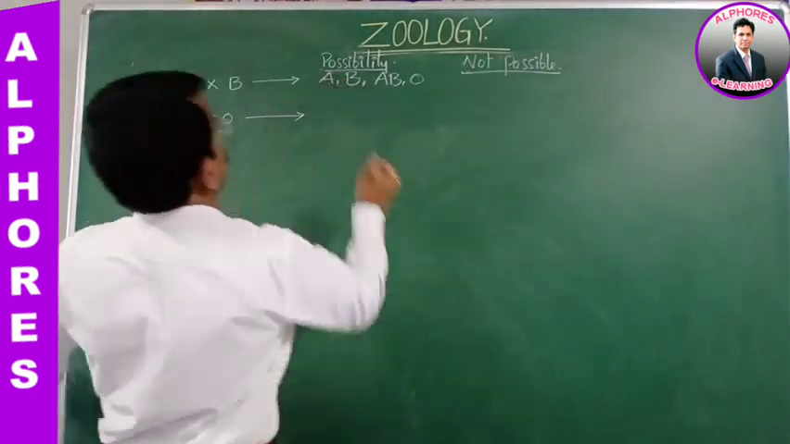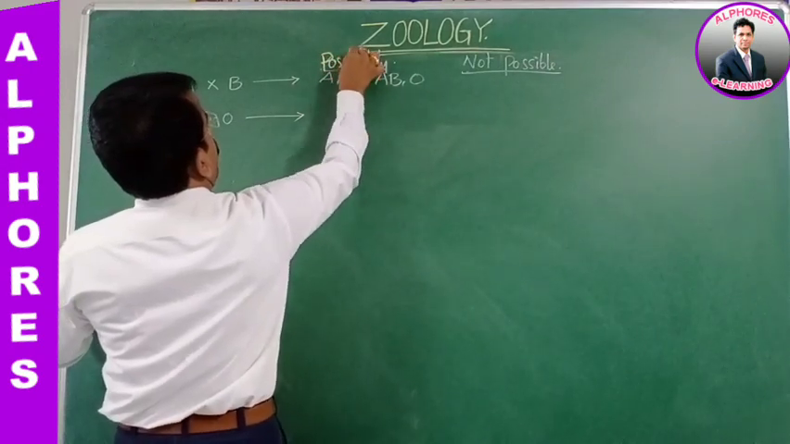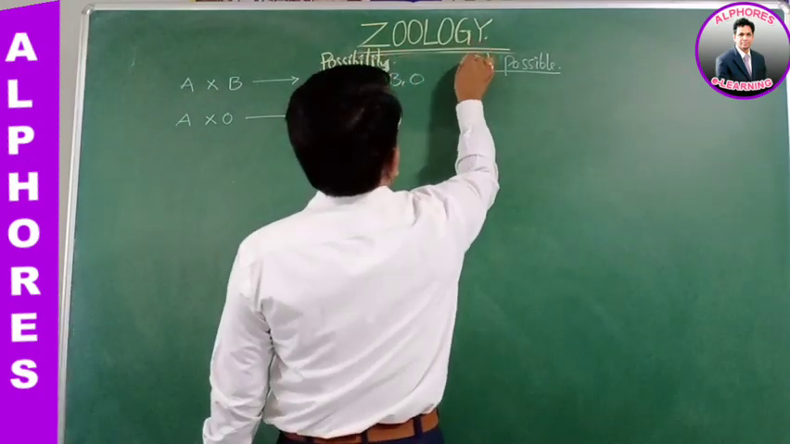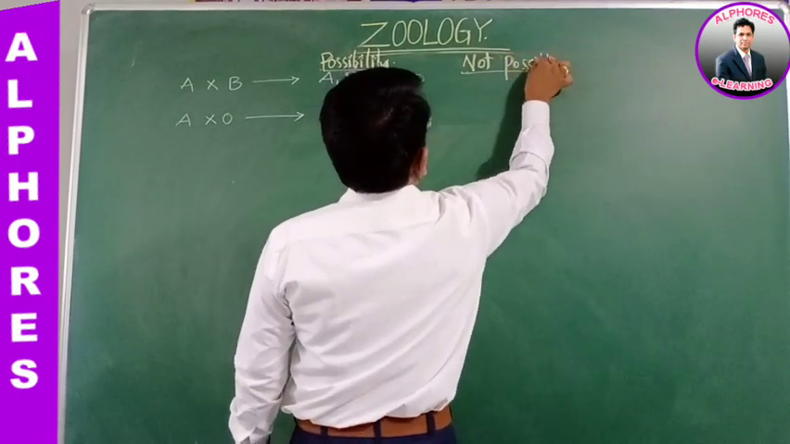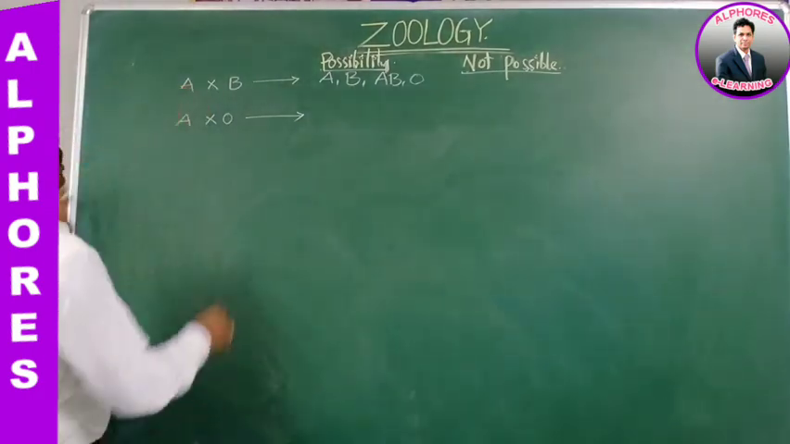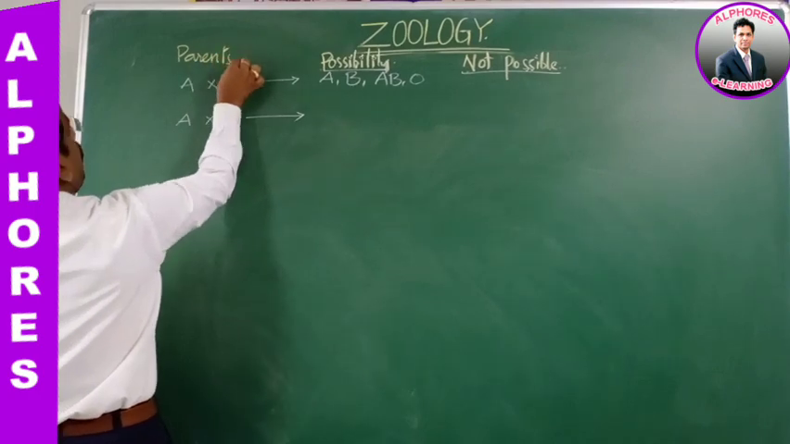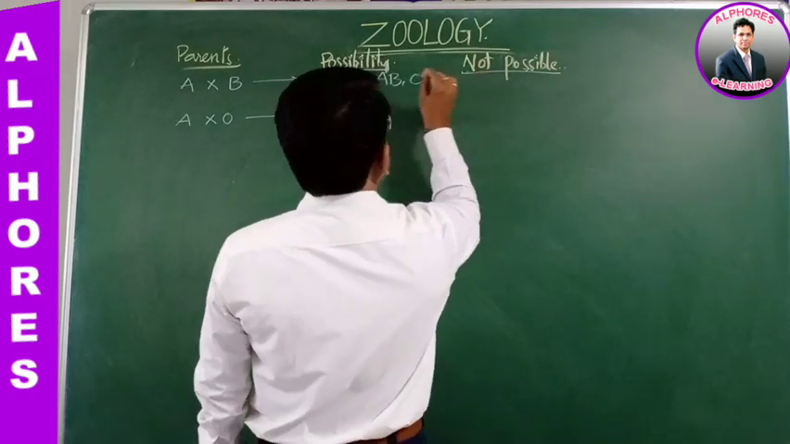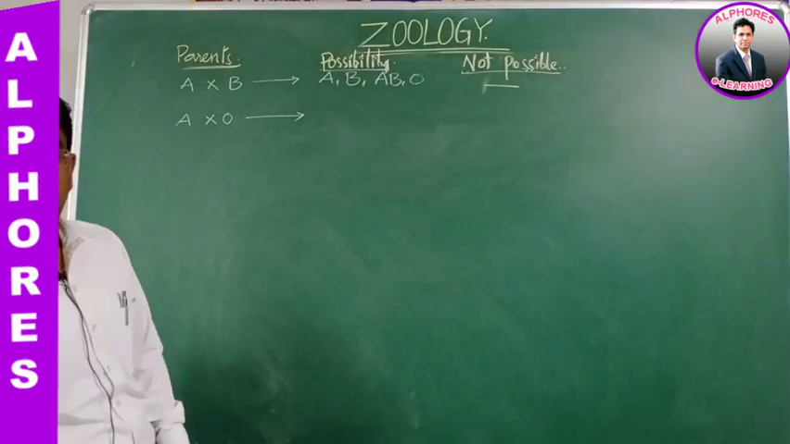The possibility, and not possible. Not possible. So in this connection we see that if the parents are with A and B blood group, all possible blood groups are seen, but the not possible is not implied.